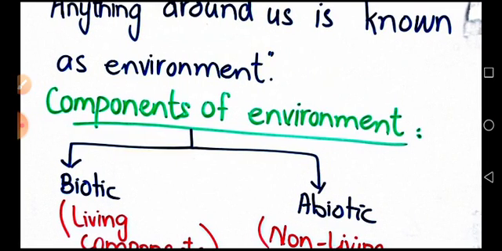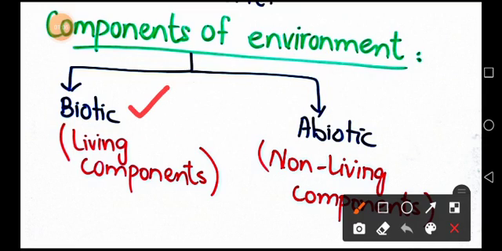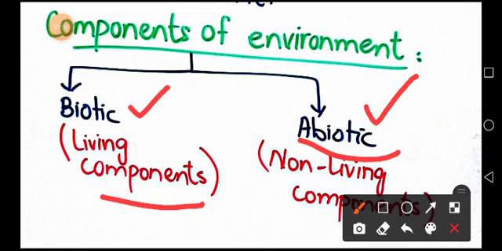Students, do you know what are the components of environment? So there are two types of components of the environment, that is the biotic components of the environment and abiotic components of the environment. What are the biotic components? The living components of the environment is known as biotic components, and the second one is abiotic components. So we can say that the non-living components of the environment is known as abiotic components.